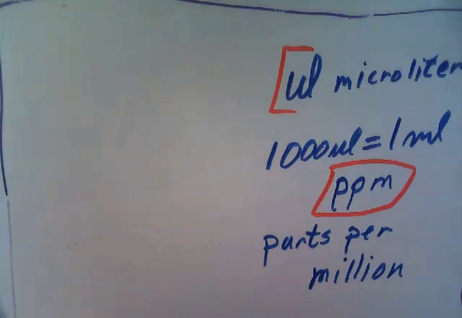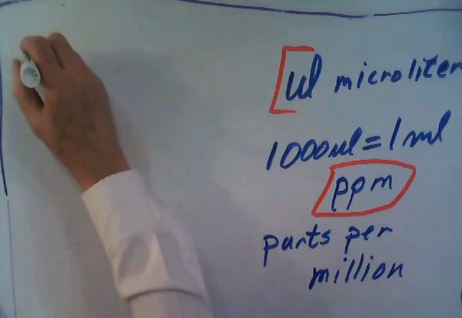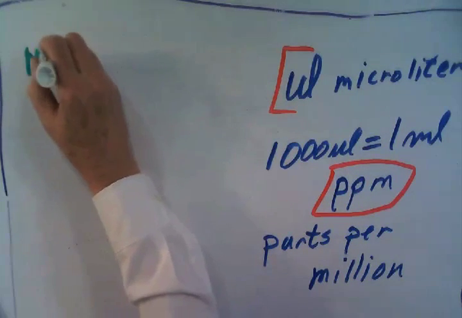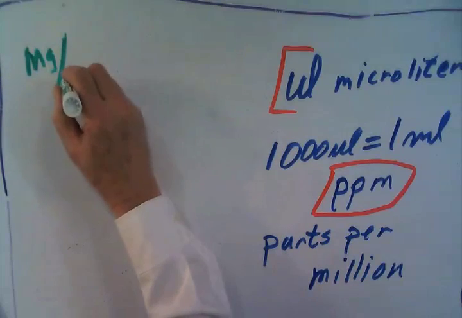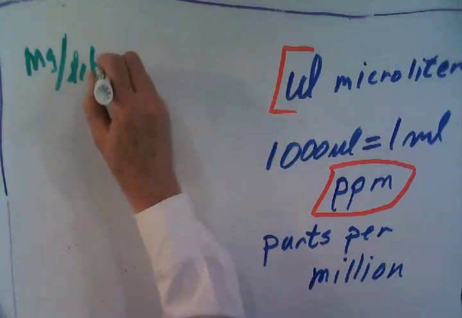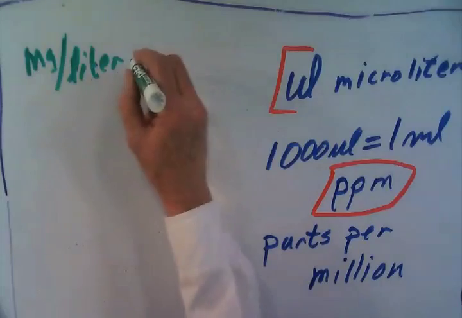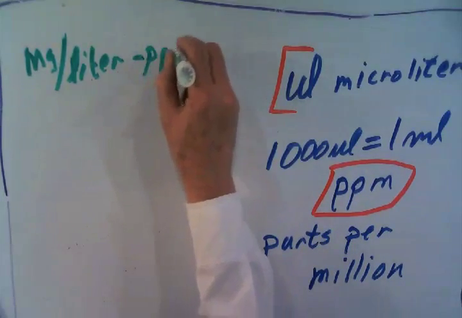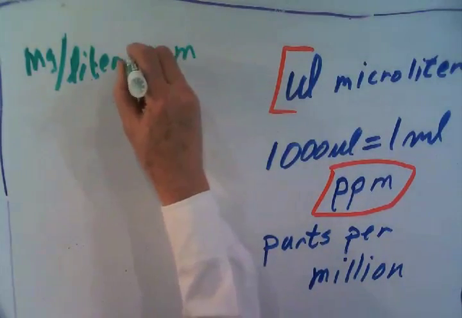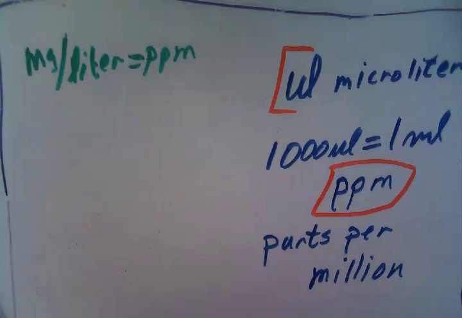A part per million is a milligram per liter. A milligram per liter is a part per million. There's 1,000,000 microliters in a liter. There's 1,000,000 milligrams in a liter.